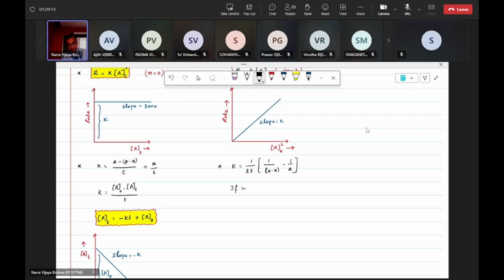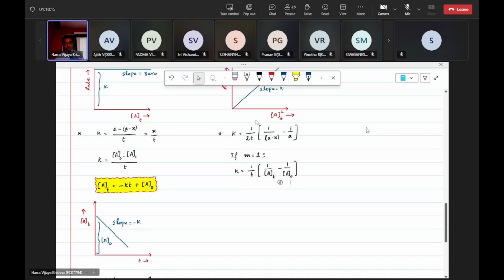If m is equal to 1, better I will do one thing. Don't get confused. M is the stoichiometric coefficient. To avoid confusion, I am keeping that m as m. Here I am writing 1 upon 2t. If m equal to 1, then what happens to the same k equation? 1 upon t into 1 upon at minus 1 upon a naught. Is there anything wrong? Correct or not? A minus x I am writing as at, a I am writing as a naught. Correct?